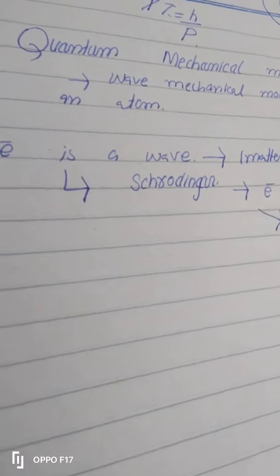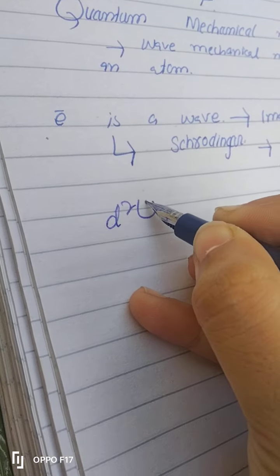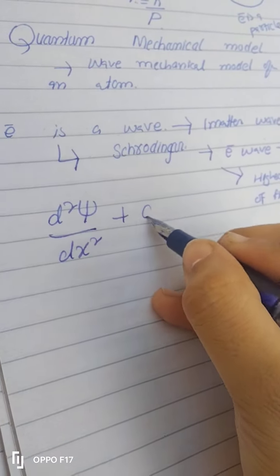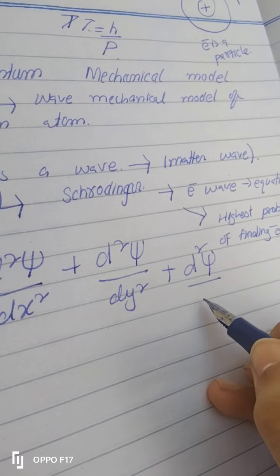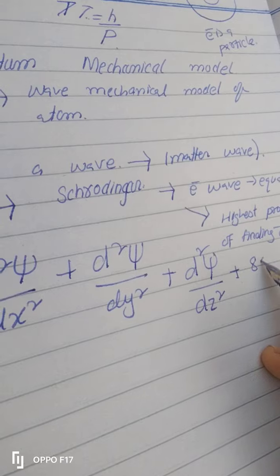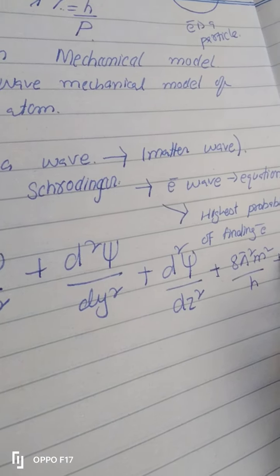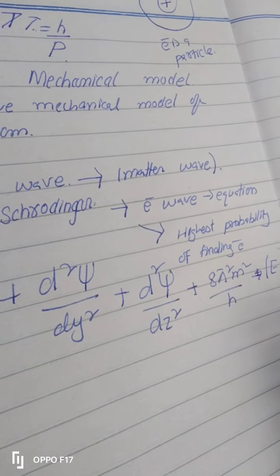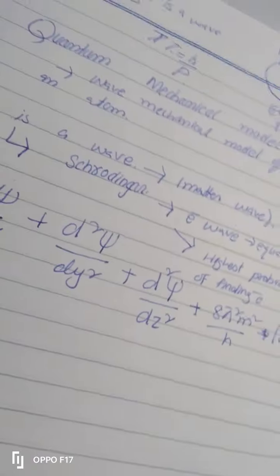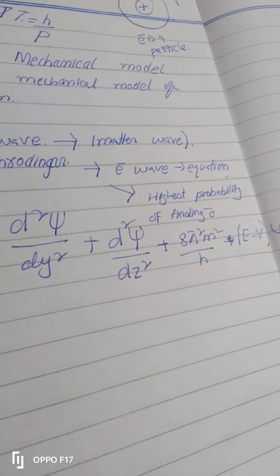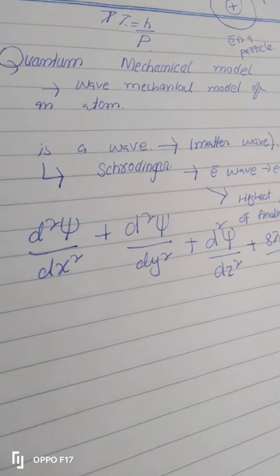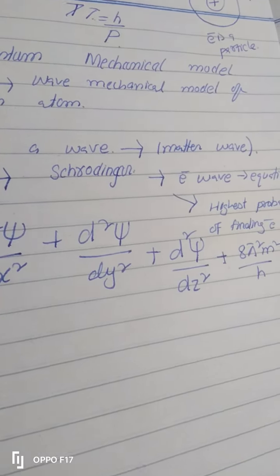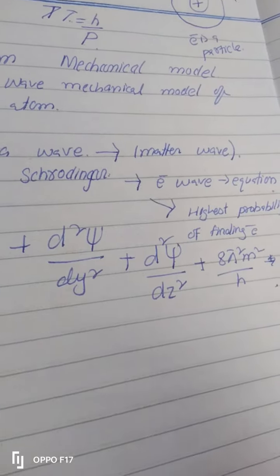So he proposed a wave equation which was d square xi upon dx square plus d square xi upon dy square plus d square xi upon dz square plus 8 pi square m square upon h e minus v xi is equal to 0. This was the whole equation proposed by Schrodinger in order to find the electron wave equation. This was a very new thing. It was very interesting, and this was not an easy work. From this equation we can find the probability of the electron, because the electron is a matter wave.